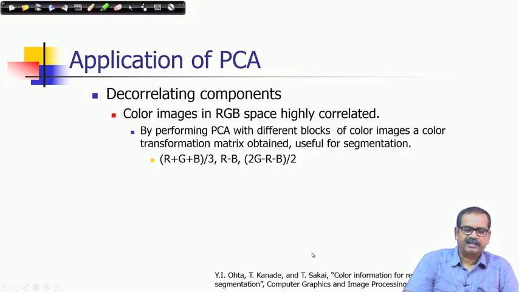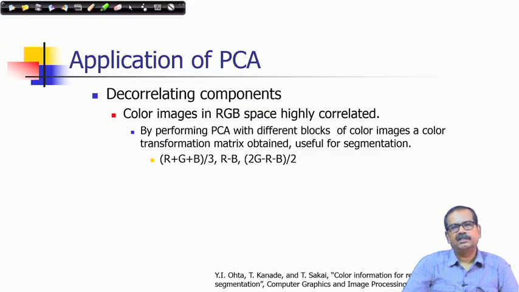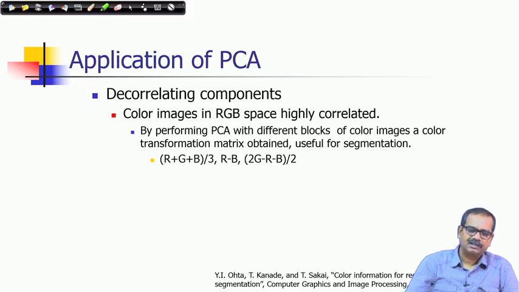In fact, they found that if you transform the color components using those eigenvectors in this way, (r plus g plus b) by 3 is the first component, r minus b is the second component, and (2g minus r minus b) divided by 2 is the third component. These are the principal components from their analysis, and as you can see, this is nothing but a color transformation where the first one indicates the intensity value and the other two are the chromatic components. This has been obtained through PCA itself.